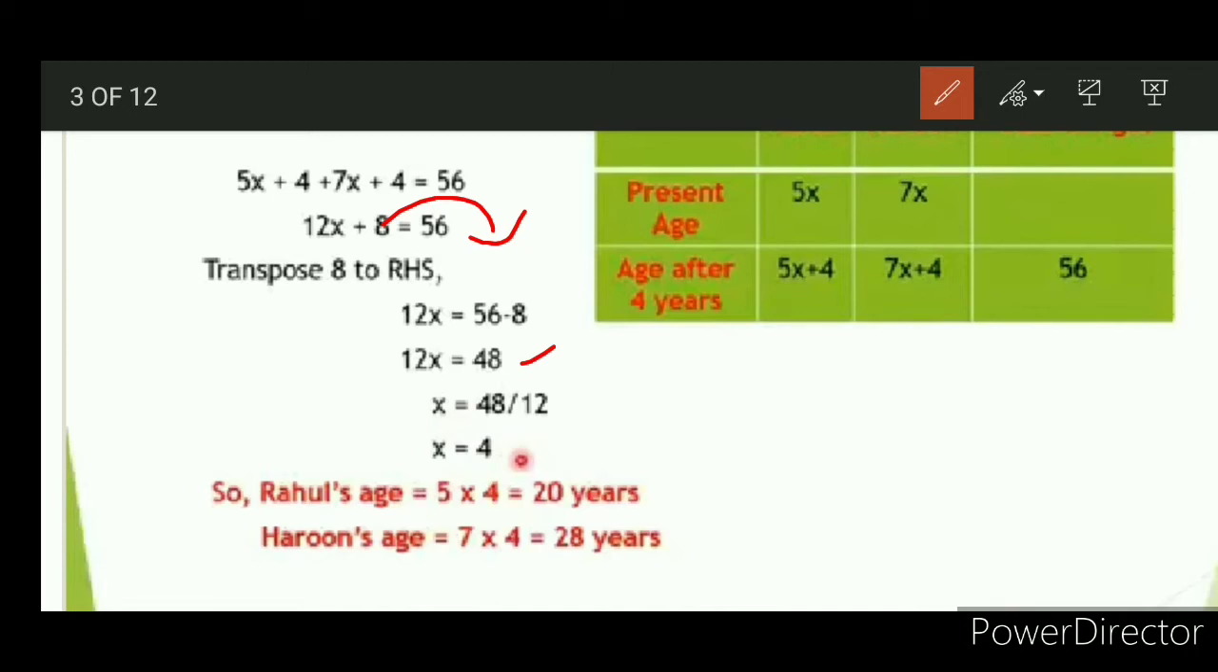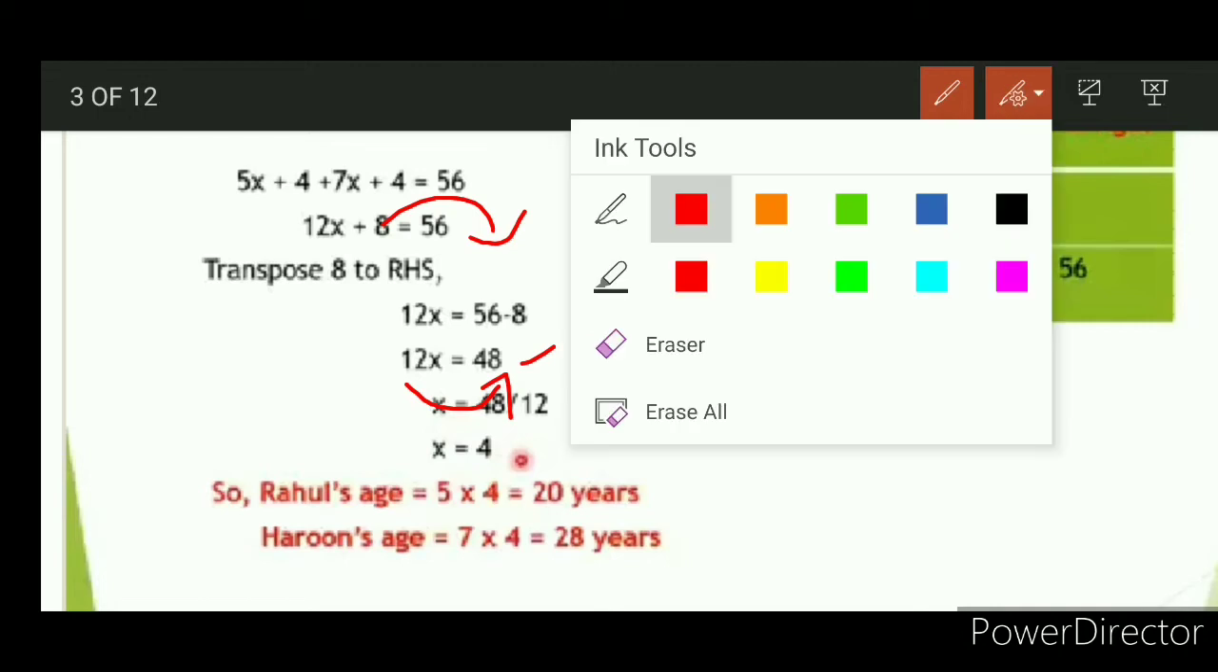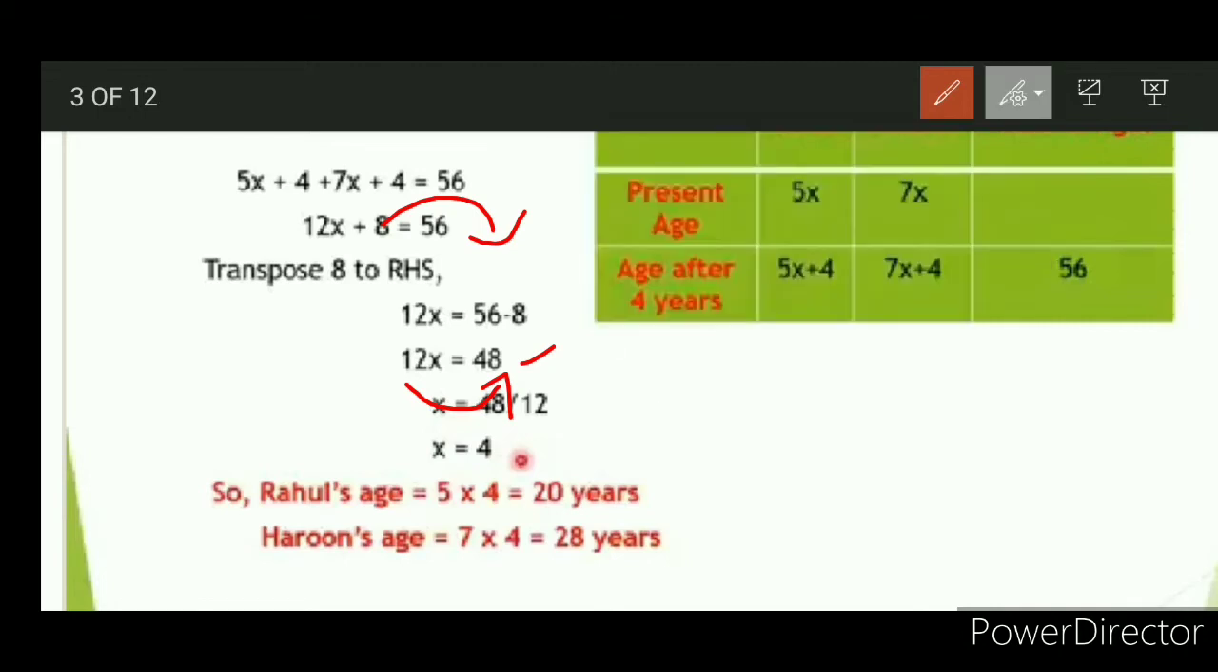Next, we are transposing 12 to the right-hand side. 12 is in multiplication. When we bring it across, it becomes division, meaning it goes to the denominator. x equals 48 by 12. Now, if we cancel by 12, what will be the answer? 12 ones are 12, 12 fours are 48. So x equals 4.